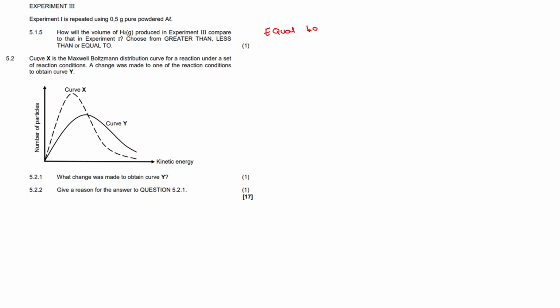Question 5.2. Curve X is a Maxwell-Boltzmann distribution curve for a reaction under set reaction conditions. A change was made to one of the reaction conditions to obtain curve Y. Question 5.2.1. What change was made to obtain curve Y? So, curve Y has more particles that have a higher kinetic energy. Therefore, the change made is that the temperature increased.